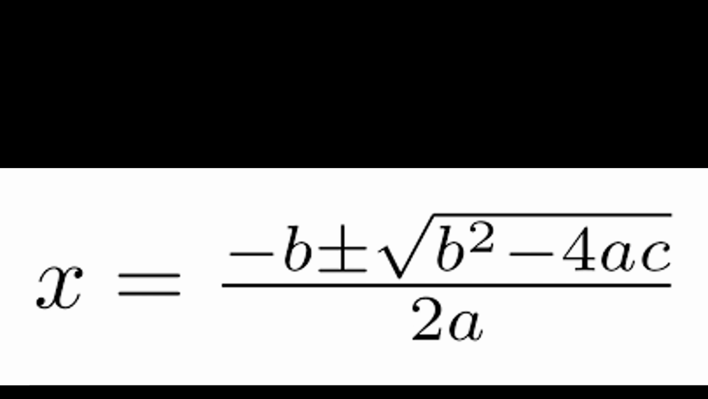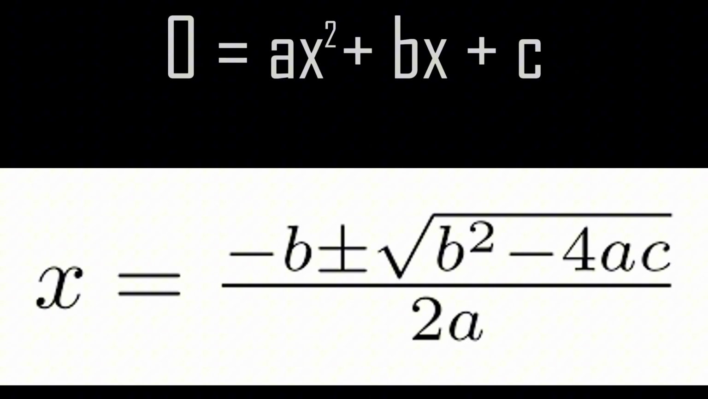Last but not least, we can find the x-intercepts using the quadratic formula. The quadratic formula is minus b plus or minus the square root of b squared minus 4ac over 2a. Simply take the numbers from the standard form of the equation and plug them into where they belong in the formula. After solving it, we can get the x-intercepts.